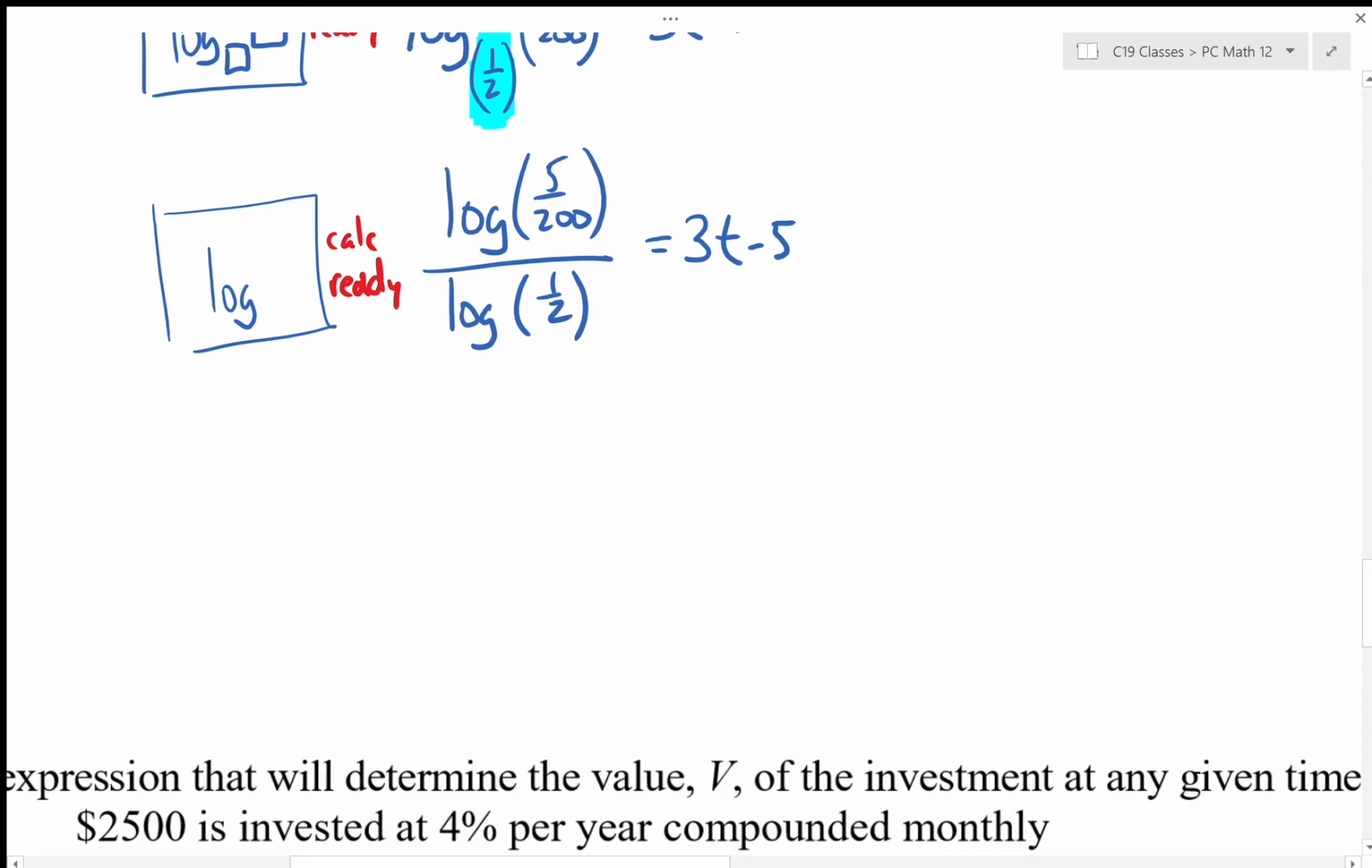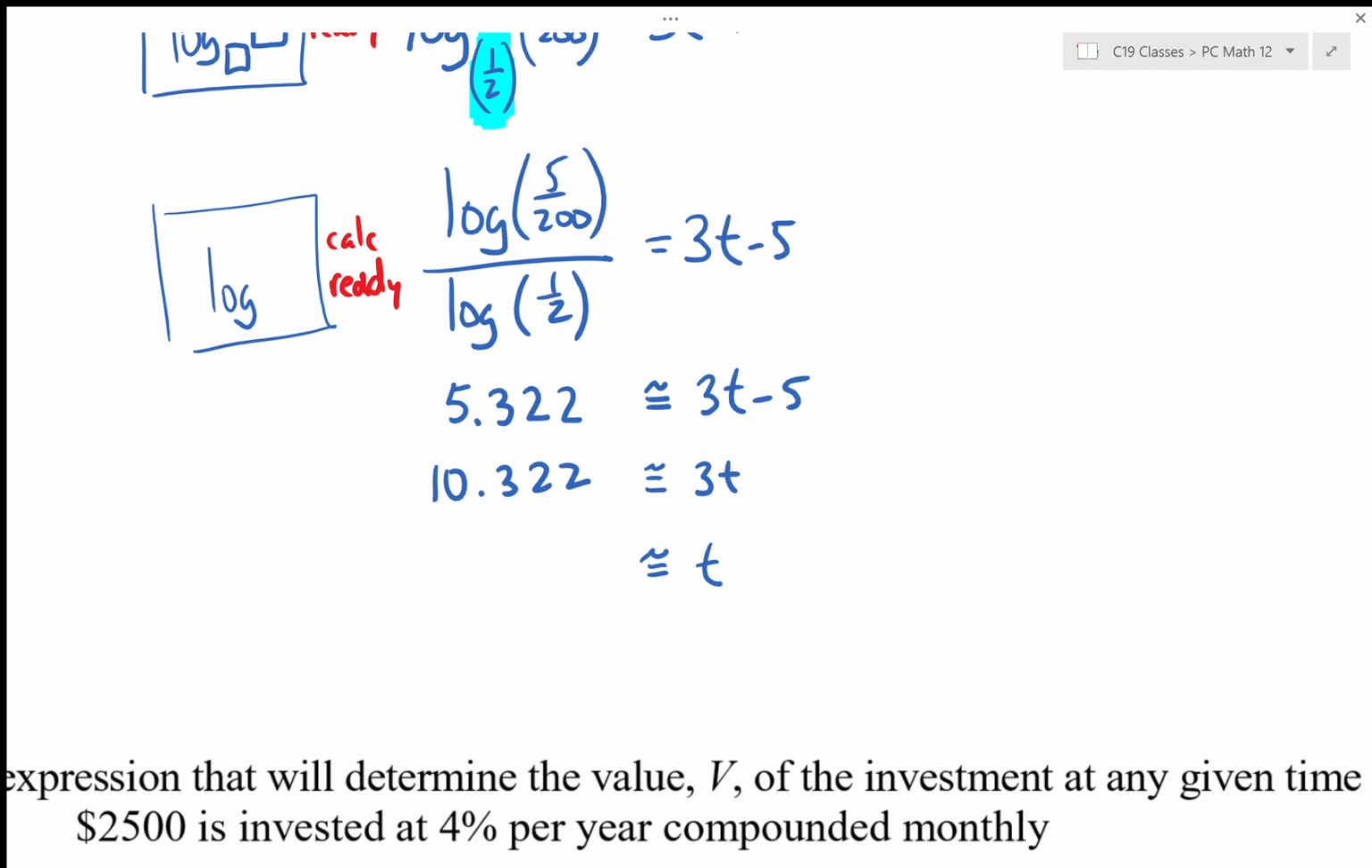And when I get that, I end up with 5.322 approximately. So I'm going to put an approximate symbol here. Now I'm going to add 5 to both sides, which will make 10.322. That's approximately equal to 3t. And then I'm going to divide both sides by 3. So t is equal to, add 5 to that, and I'm going to divide by 3.